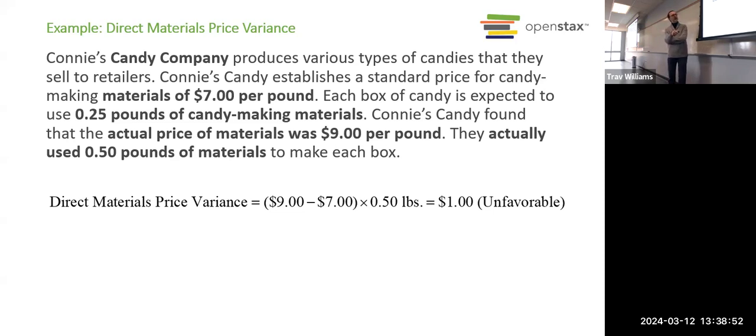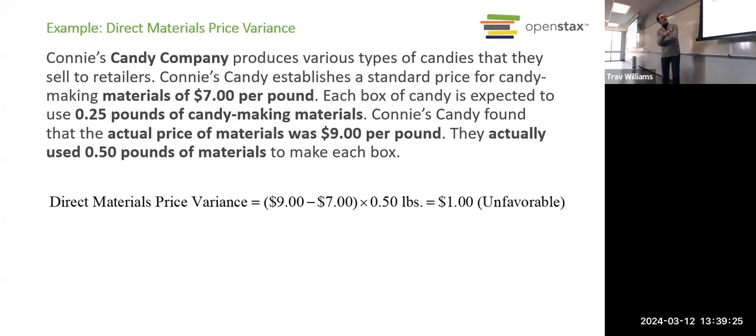Because we're paying 9 instead of 7 per pound of materials, right? For some reason, we're paying a higher price. So that $1 extra it's costing us per box or per unit of product is unfavorable because we're paying more than the standard. Okay? That's the basic concept that we're going to be doing over and over today.